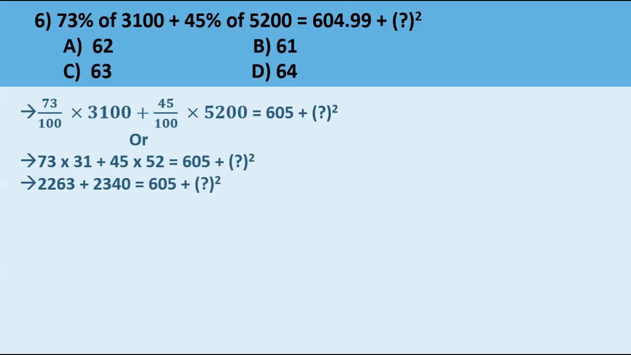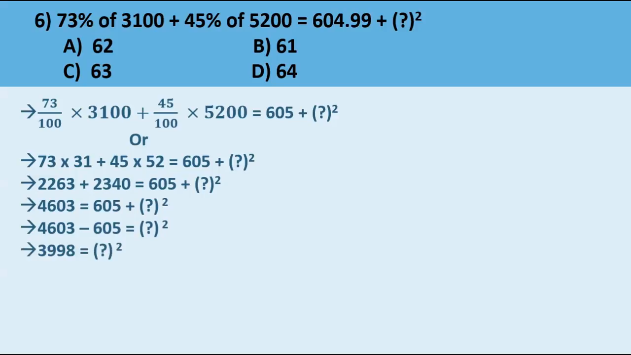We get 73 into 31 as 2263 and 45 into 52 as 2340. Our next step is to add those two numbers. We get 4603 is equal to 605 plus question mark square. The next step, we move 605 to the left hand side of the equation. And then carrying out the subtraction, our final answer is 3998. But to get the final answer, we'll need to calculate the square root of 3998.